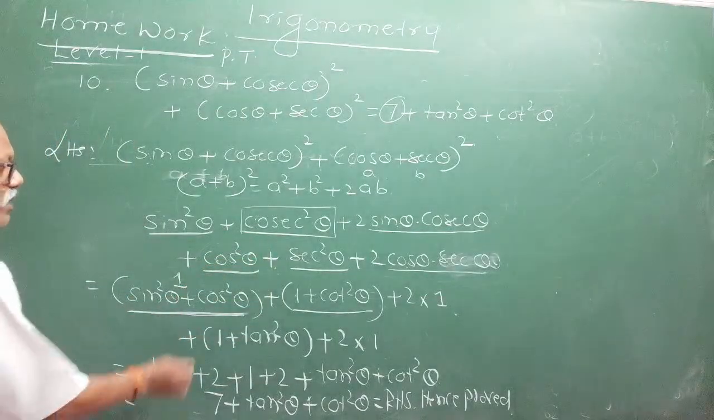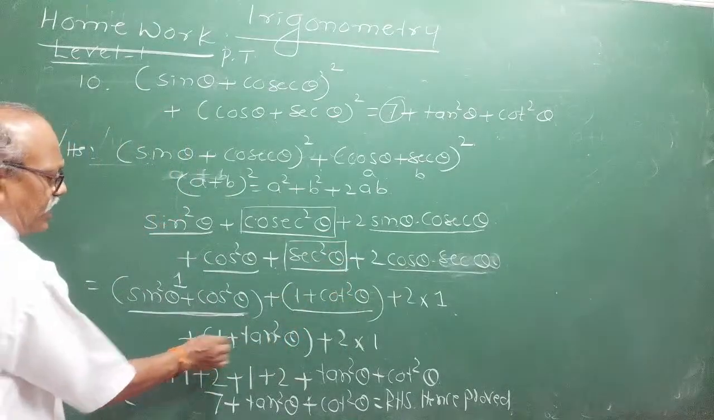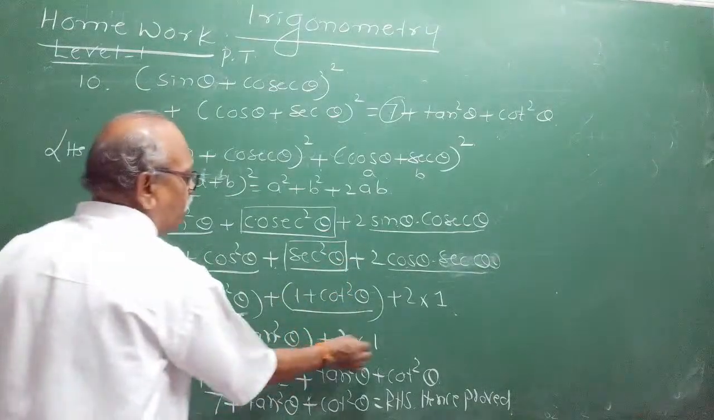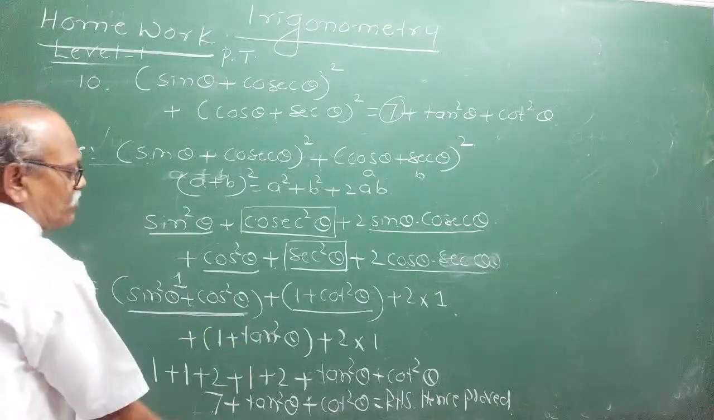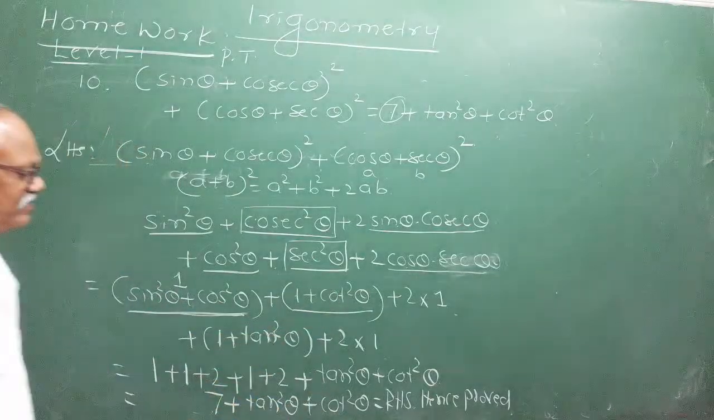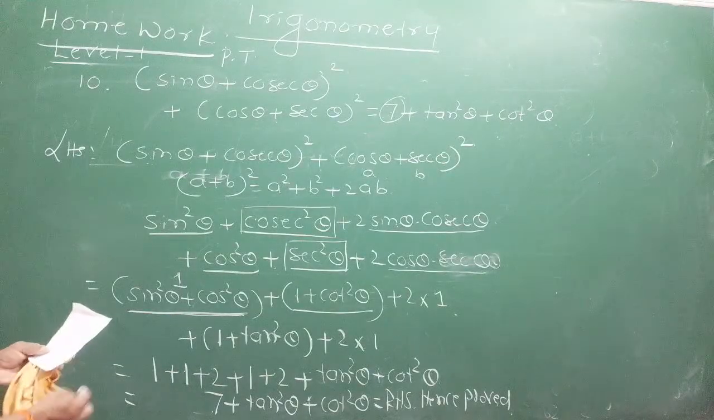1 plus, we want sec square theta in terms of tan. Sec square theta can be written as 1 plus tan square theta. 2 into 1. Collect all numbers, they become 7. You are left with only tan square theta plus cot square theta. This is how the problems can be solved easily.